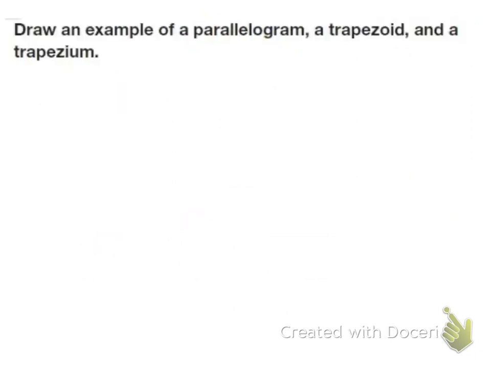On this problem it says, draw an example of a parallelogram, a trapezoid, and a trapezium. To draw a parallelogram, I begin by drawing 2 parallel line segments that are the same length. Then I draw 2 more segments between the endpoints, and there I have a parallelogram. This one happens to look like a rectangle.